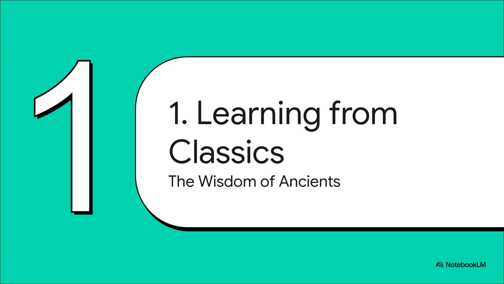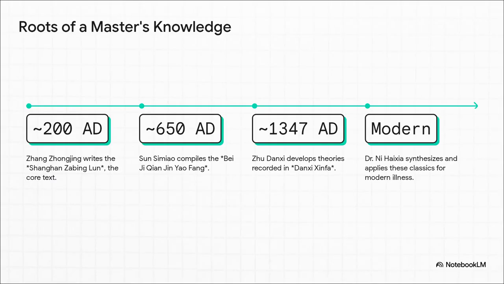So the first piece of the puzzle you have to understand is that Dr. Ni's work didn't just appear out of nowhere. His entire system was built on a really deep, scholarly foundation of classical Chinese medical texts. And what's just wild here is the time scale we're talking about. Dr. Ni really saw himself as just one link in a very long chain. He was standing on the shoulders of giants.